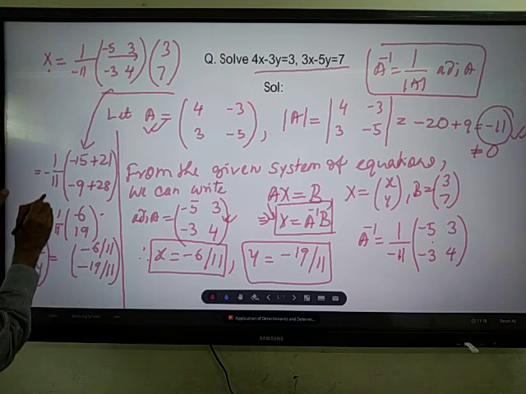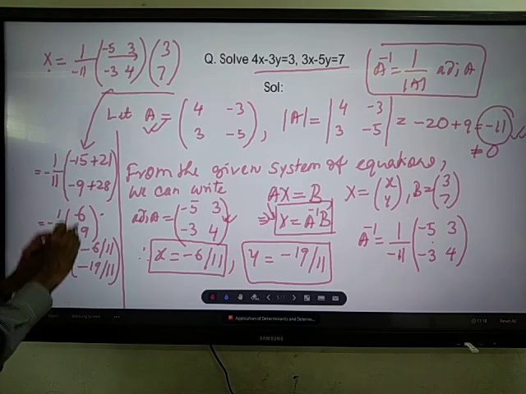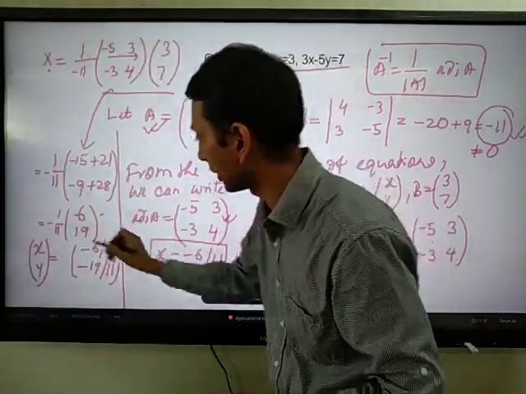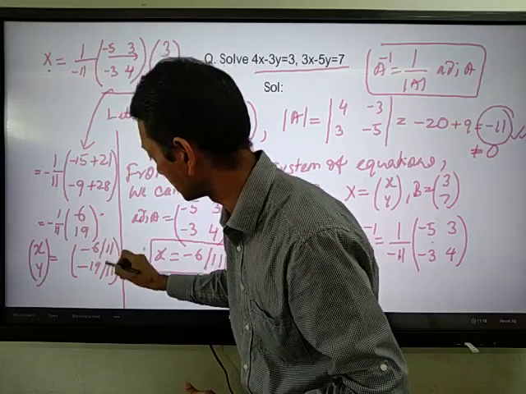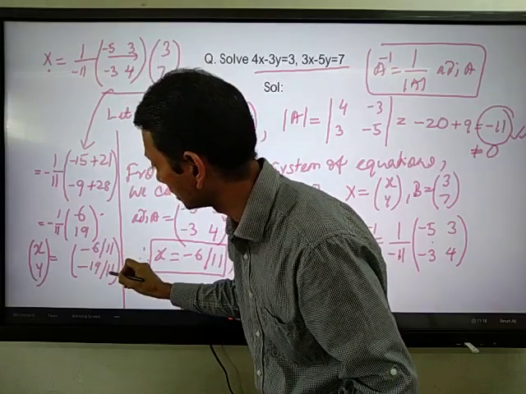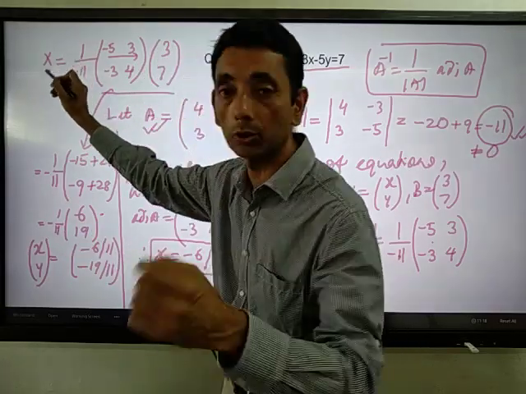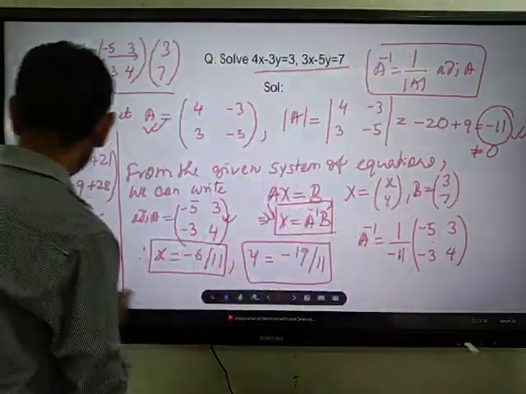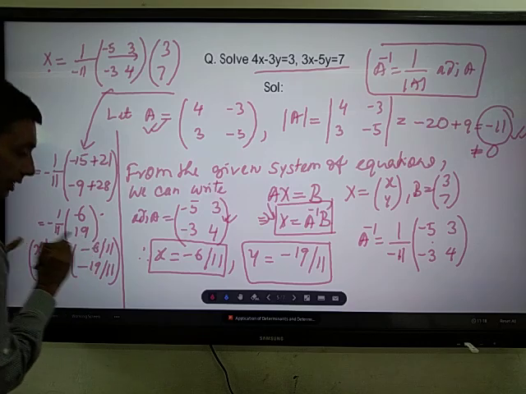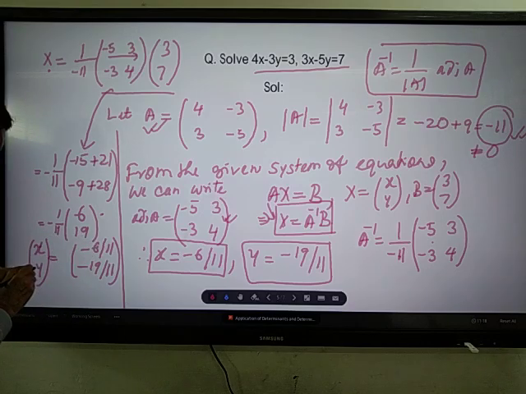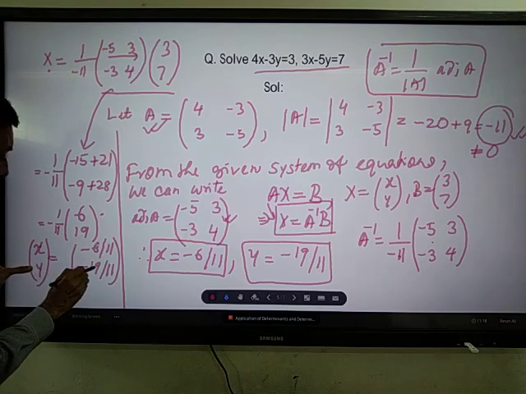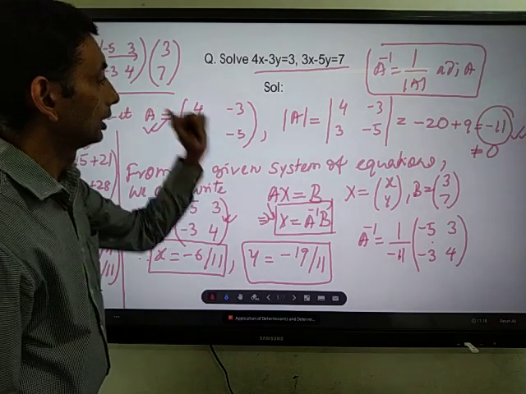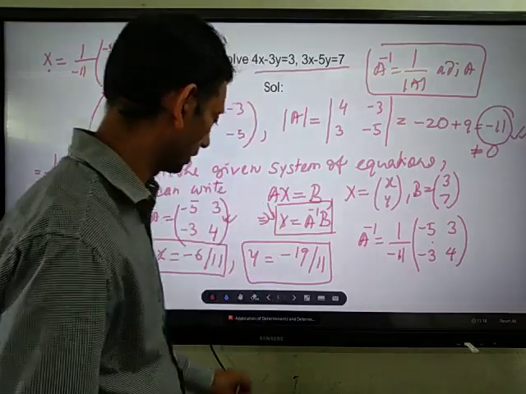Then finally after calculating and solving all the steps, you multiply the elements by minus 1 by 11. It's a column matrix, and on the left hand side X is also a column matrix. When the matrices are equal, the first element will be equal to this element, and the second element will be equal to this. That means x will be equal to this and y will be this. So this is the solution for this system of linear equations.